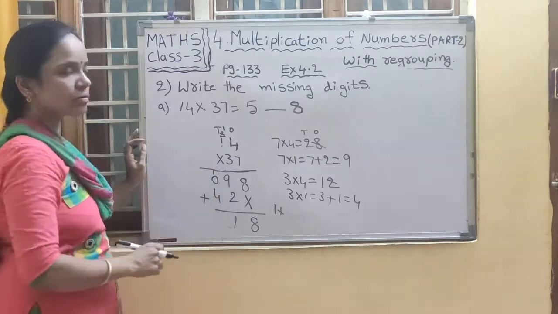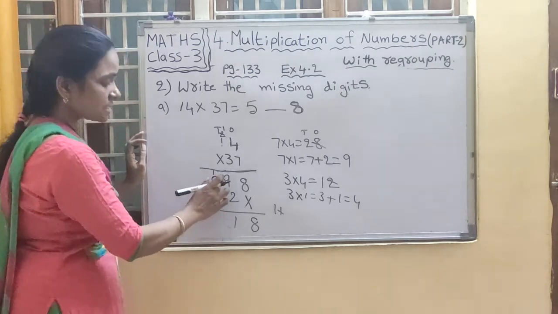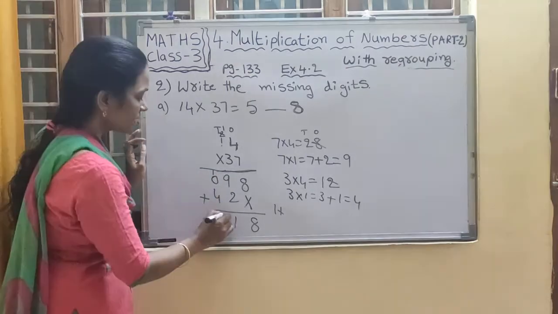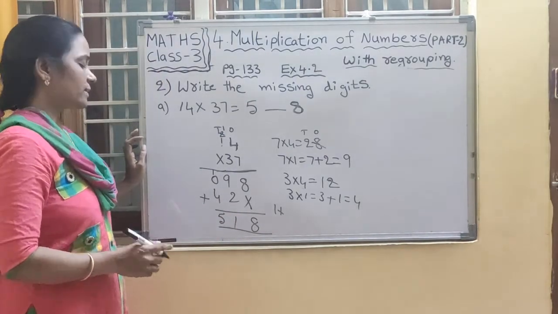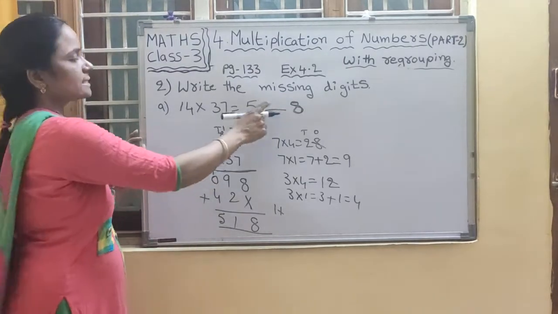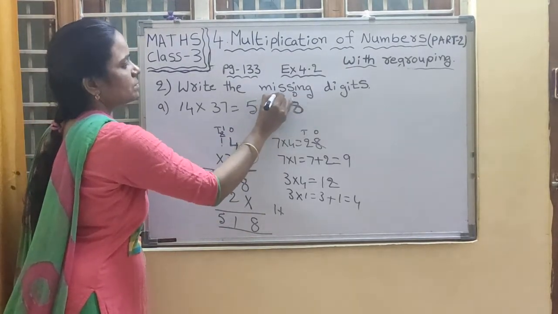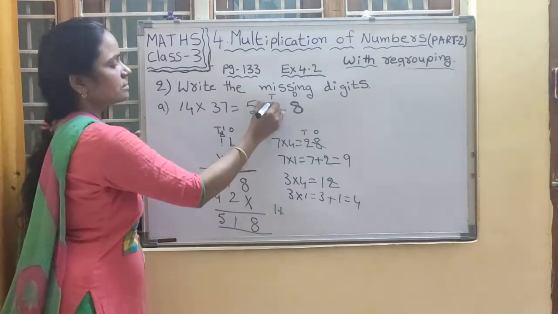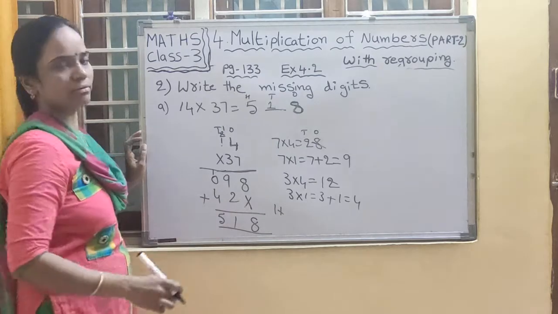Below this line we have to write down the carries. Now add 1 plus 4 is 5. 1 plus 0 is 1. 1 plus 4 is 5. What is the product, children? Yes, very good. 518. So now write down the missing digits. What is the ones place digit here? 8. The tens place digit is 1. So write down 1. The hundreds place digit is 5.